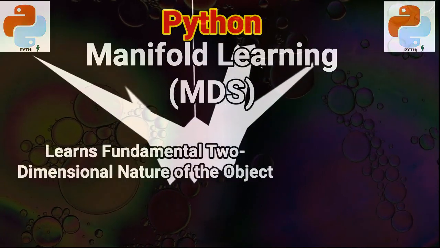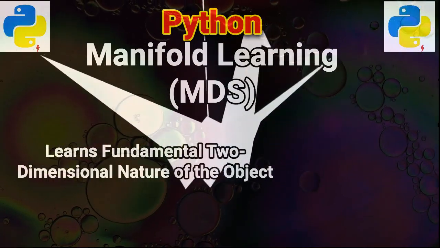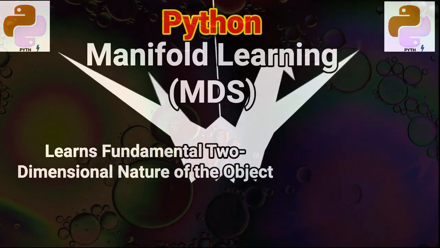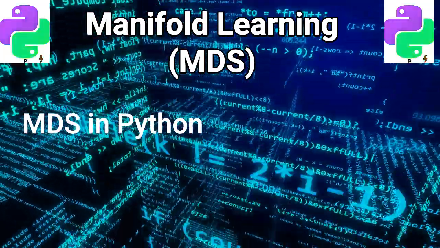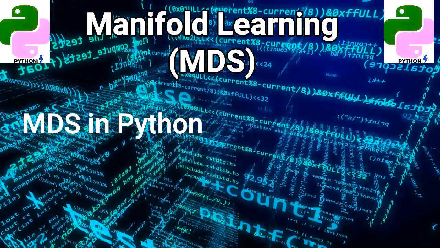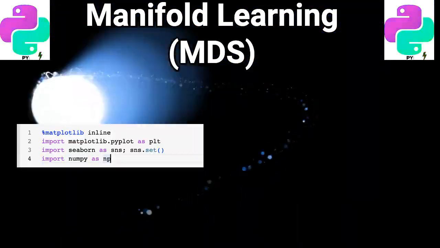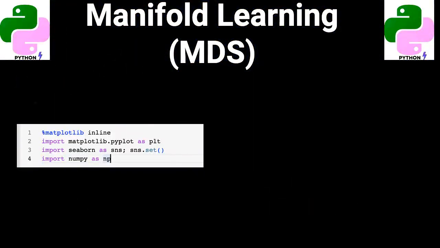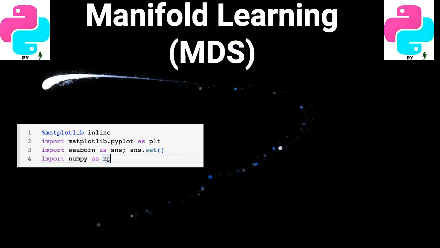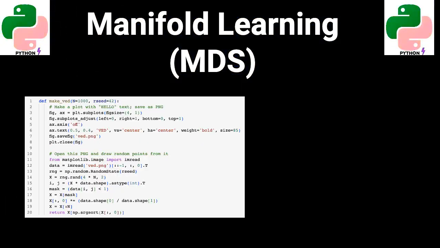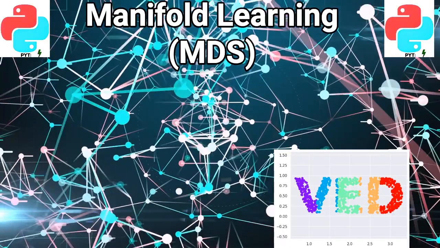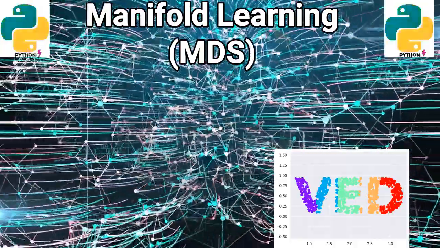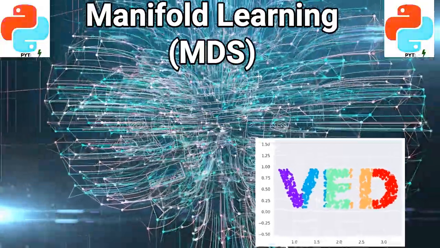Manifold learning algorithms will try to learn about the fundamental two-dimensional nature of the object even as it is embedded in three-dimensional space. We will now illustrate this concept in Python. Let's generate two-dimensional text data that will be used to understand manifold learning. We start with importing standard libraries and writing a function to visualize the result. Let's call the function and visualize the resulting data. This two-dimensional shape of a word will help us to see visually what these algorithms are doing.